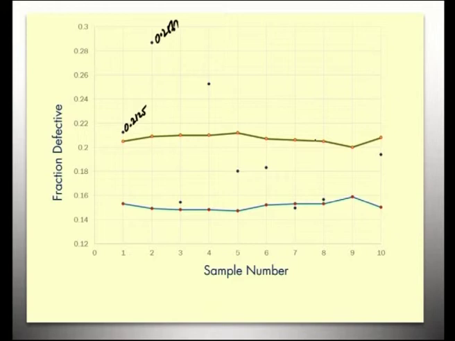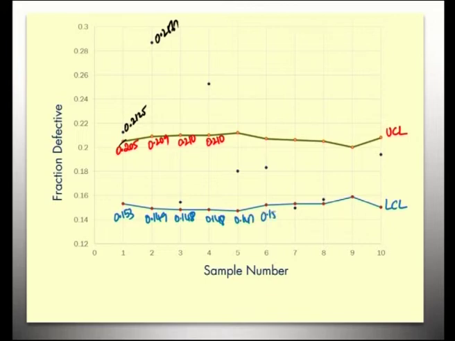Then UCL for sample 1 is 0.205, and similarly the second value is 0.209, corresponding to sample number 2, and this value is 0.210. Likewise, the values are written, and this is UCL. LCL is this. LCL for the first sample is 0.153, and similarly 0.149, 0.148, again 0.148, 0.147, 0.152, 0.153, 0.153, 0.159 and 0.150.